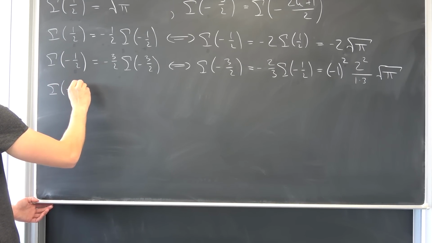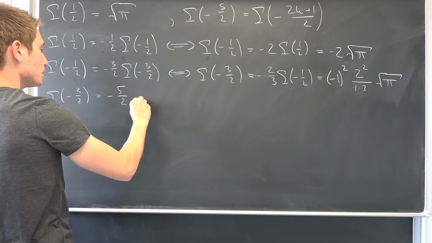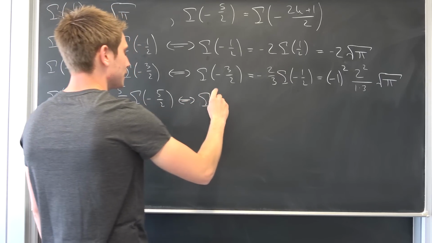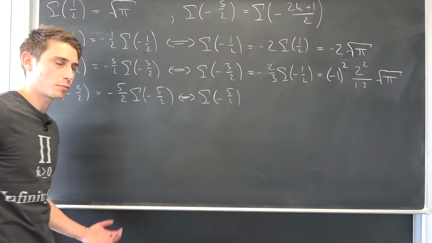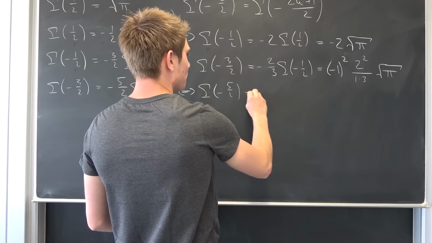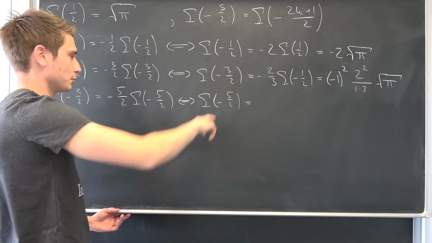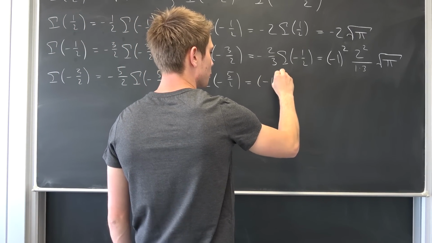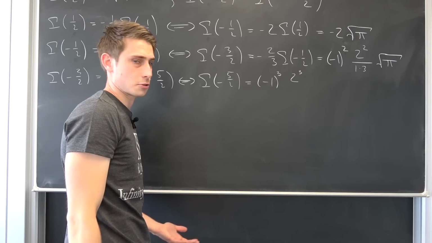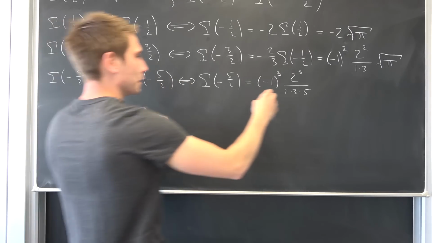Gamma of negative 3 over 2. We know what this is, but once again we're going to use the recursive definition. It's nothing but negative 5 over 2 times gamma of negative 5 over 2. Now solving once again, that's equivalent to saying gamma of negative 5 over 2. Multiplying both sides by it, we are going to multiply the reciprocal of this thing by gamma of negative 3 over 2, leaving us with negative 1 to the third power. Then we are going to get 2 to the third power, so those powers are actually equal. That's quite nice, okay? Over 1 times 3 times 5, and then square root of pi, right?